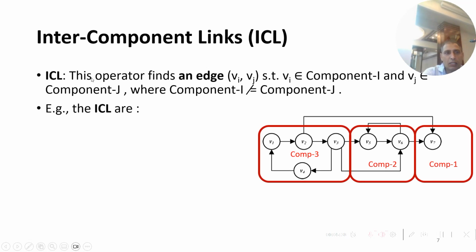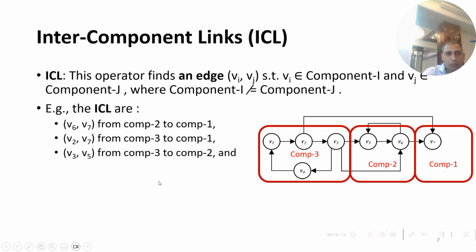Intercomponent link, ICL. This operator finds an edge Vi, Vj such that Vi belongs to component I and Vj belongs to component J, where component I is not equal to component J. An example is given for the ICL: V6, V7, V2, V7, V3, V5, and V3 to V6.